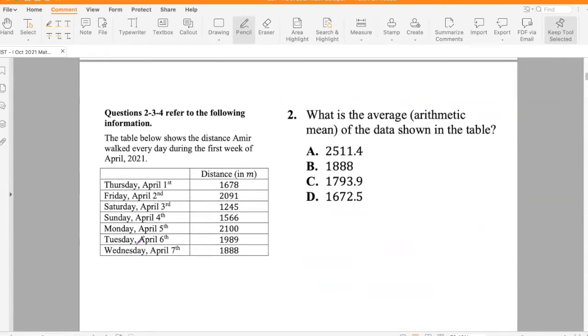The table below shows the distance Amir walked every day during the first week of April 2021. What is the average of the data shown in the table? Okay, so we just need to add all of these and divide by 7.